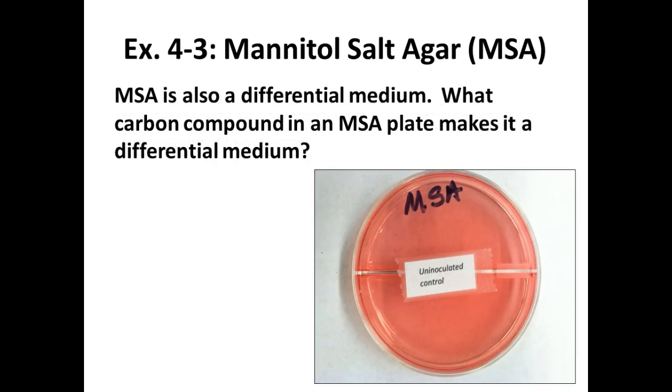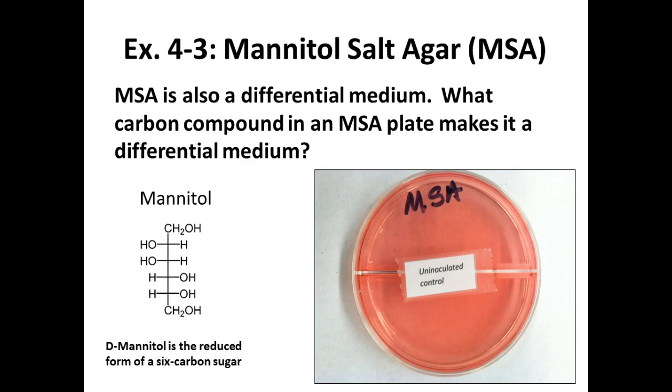So the plates look kind of pinkish. What compound in the media makes this media differential? Nope. Phenol red is a pH indicator. That's just going to tell us pH. Mannitol, right? Mannitol is what's going to be fermented by the organisms. That's the differential component. Without the mannitol, they don't have anything to ferment, nothing to change the pH.